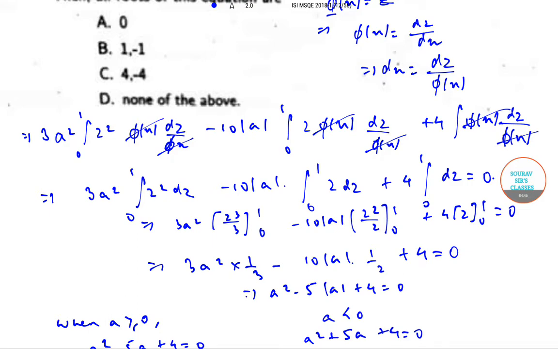So, since all the 4 roots are not included in any of A, B, C, option D, none of the above, is the correct answer.